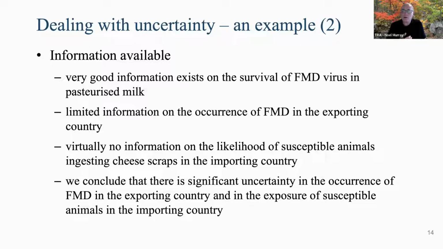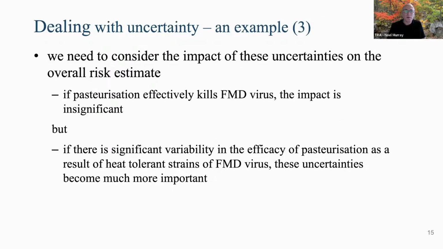So in that situation, we conclude there's a significant amount of uncertainty on the occurrence of FMD in the exporting country, as well as the exposure of susceptible animals in the importing country. So what can we do? We need to consider the impact of these uncertainties on the overall risk estimate. So if pasteurization is known to effectively kill FMD virus, the impact of these other uncertainties is actually insignificant.